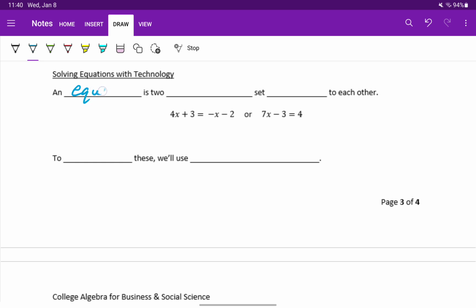An equation is two expressions set equal to each other. For instance, we have the expression 4x plus 3 set equal to negative x minus 2. Or we could have an equation like 7x minus 3 is equal to 4, where there's not a variable on both sides of the equation.